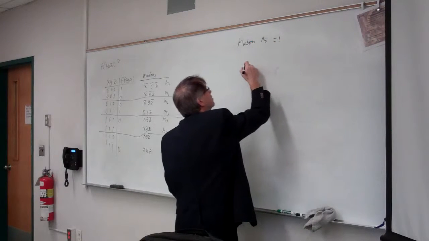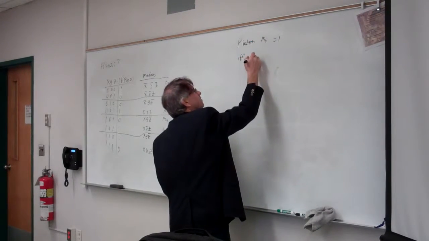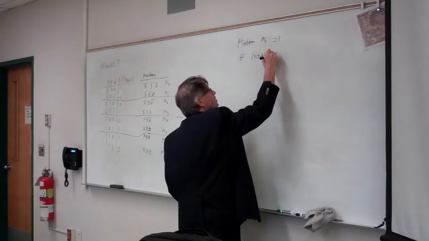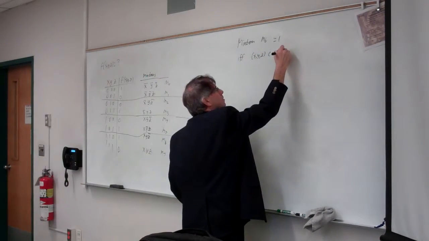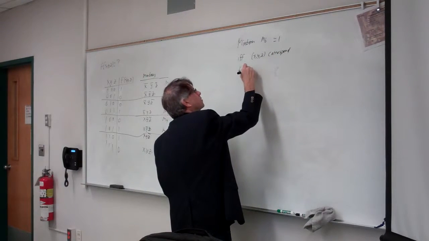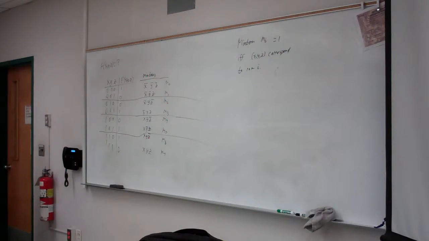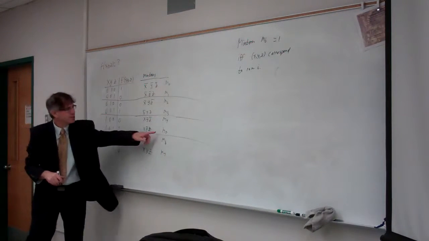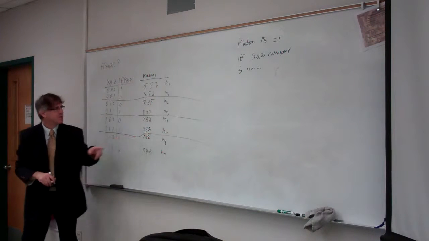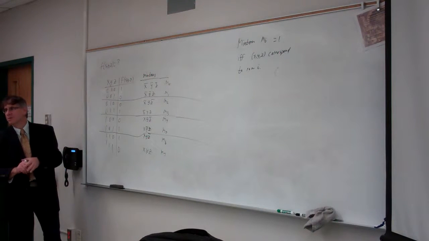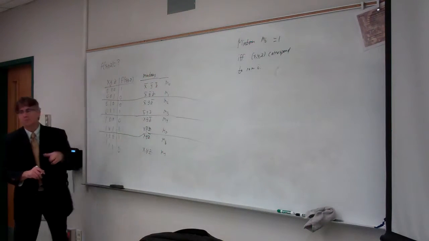Minterm m_i is equal to 1 if and only if x, y, z correspond to row i. And we got to start from row 0 for this to work. So if I look at m5, it's going to be 1 if and only if x, y, z correspond to row 5. In other words, x is 1, y is 0, z is 1. That's the only case where this term is going to be equal to 1.